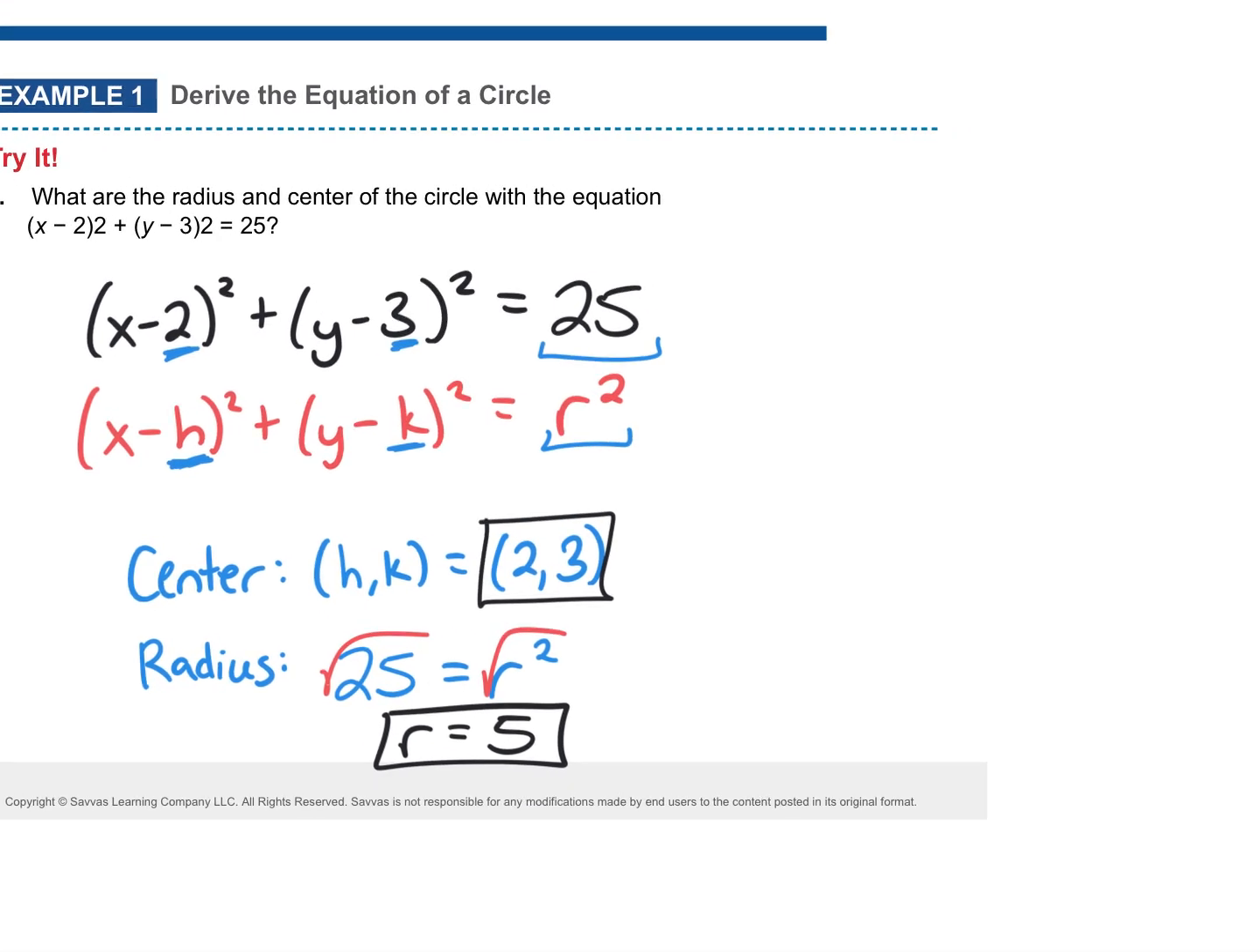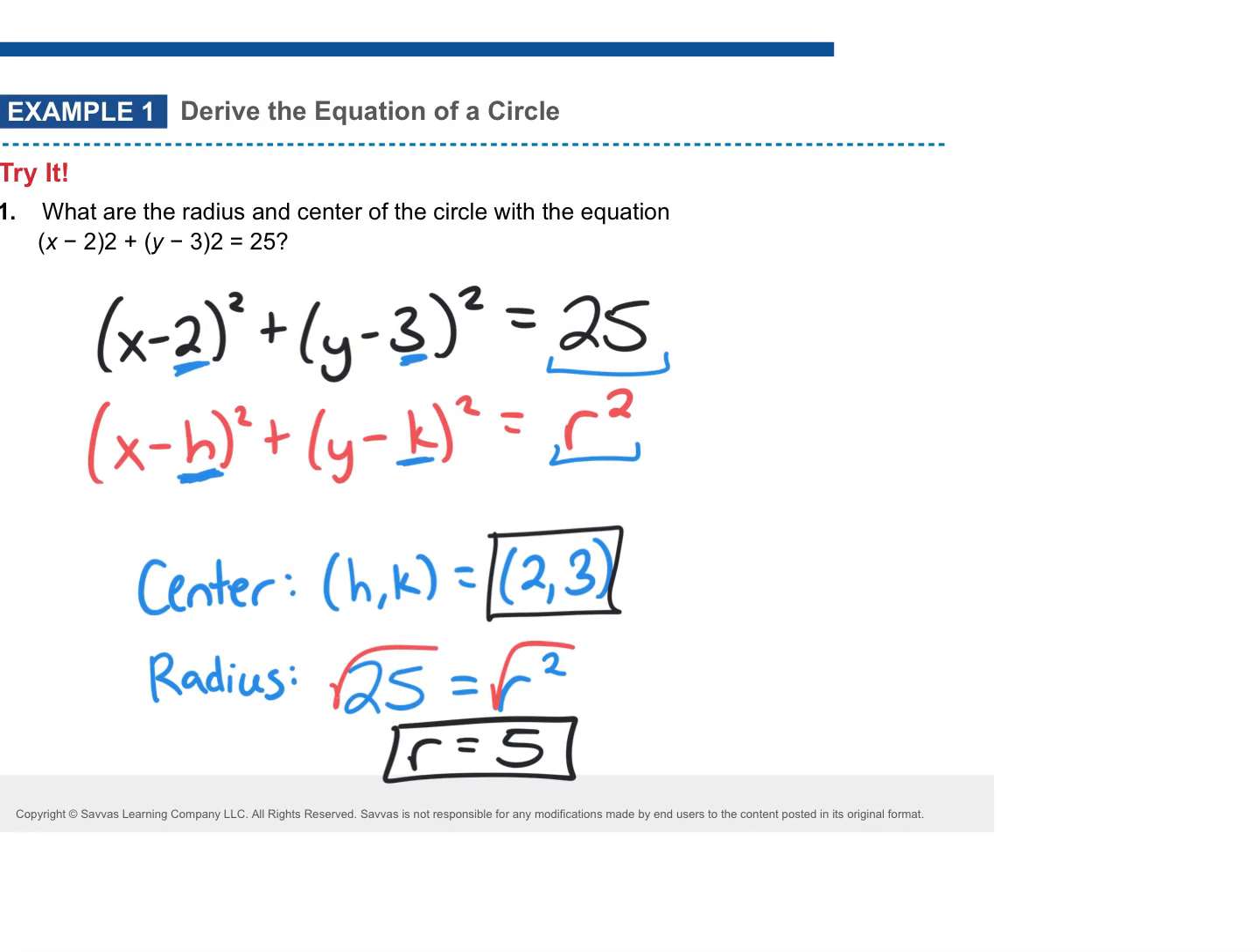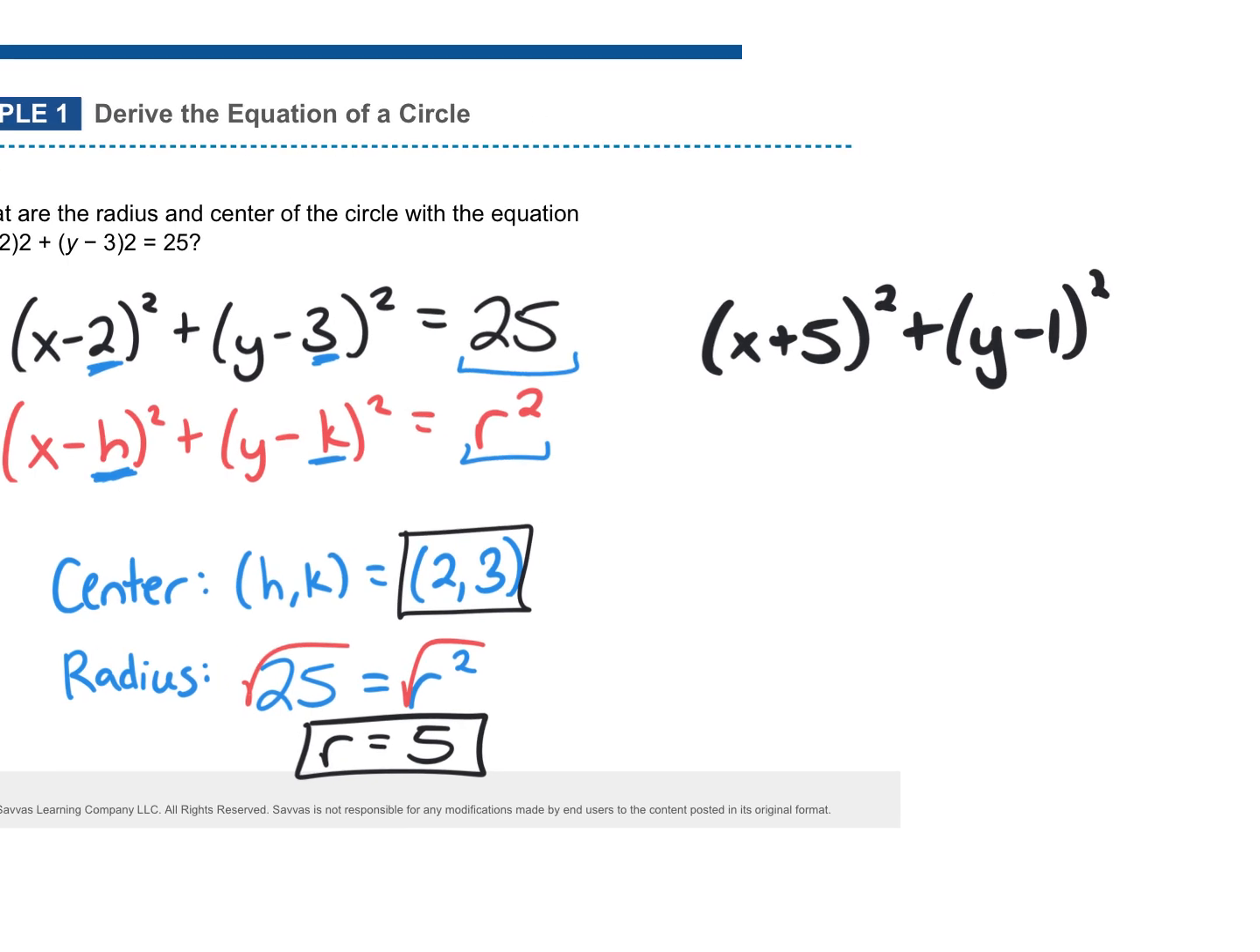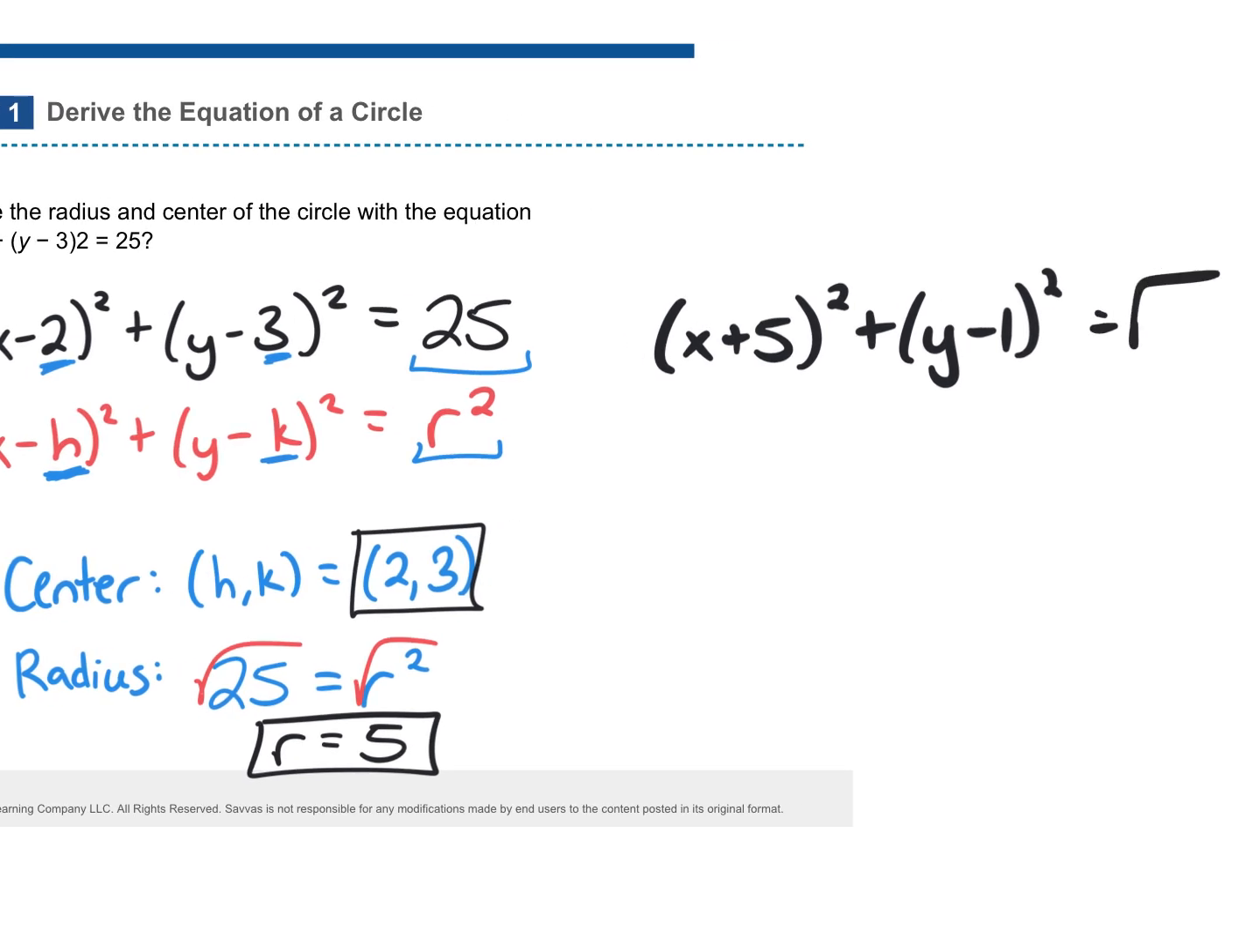I'm going to give you another example for you to try on your own. You can do it on that same spot. If I give you x plus 5 squared plus y minus 1 squared equals square root of 13.